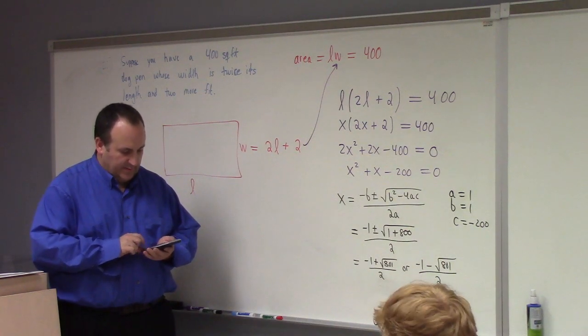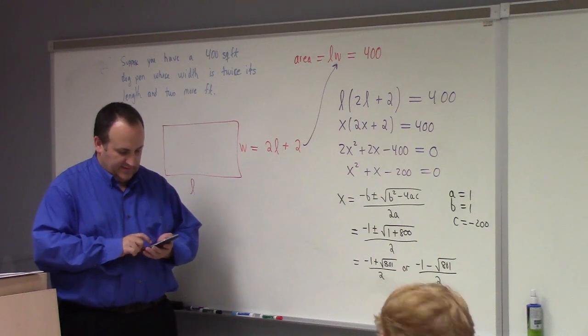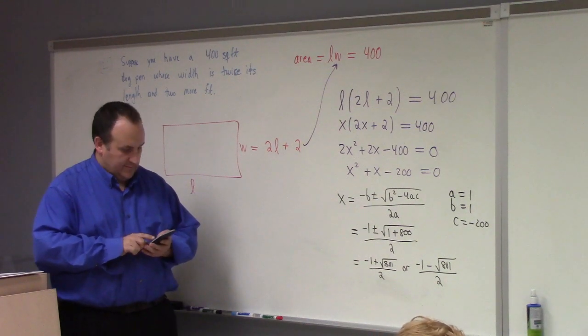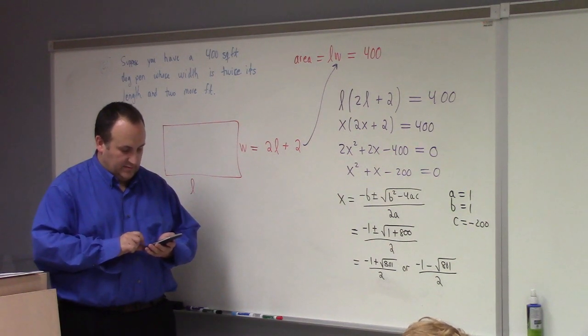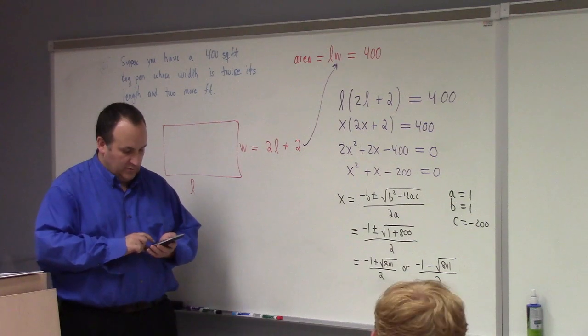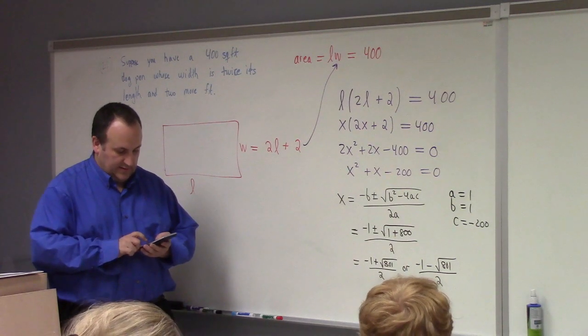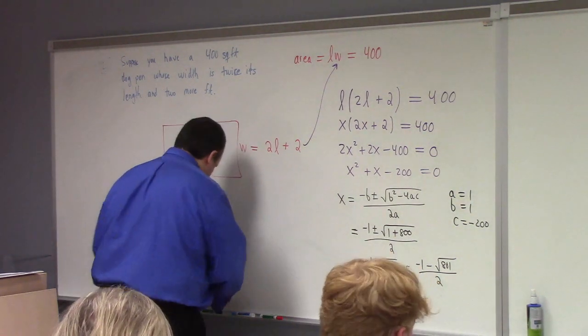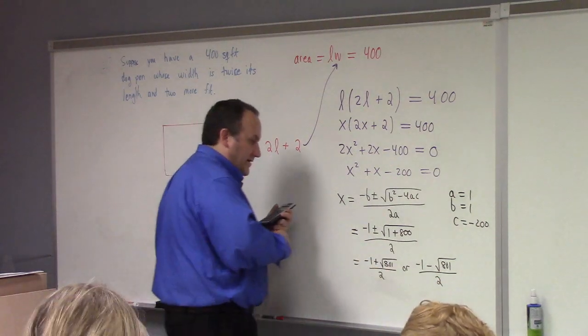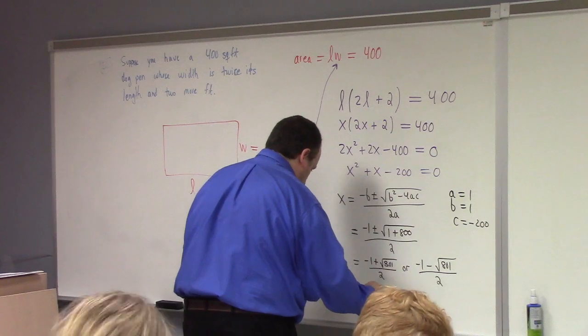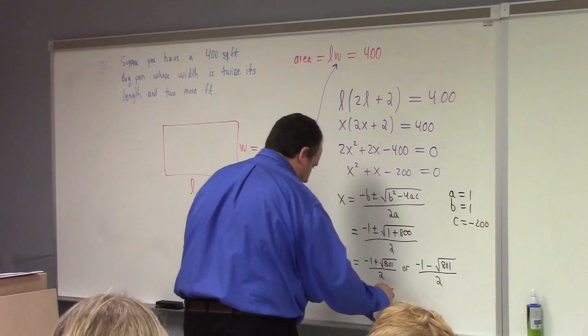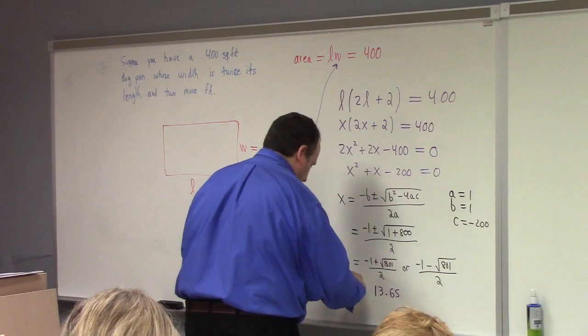Let me get my mode. So here, minus 1, divide by 2. And then decimal. I get a decimal of approximately 13.65-ish.